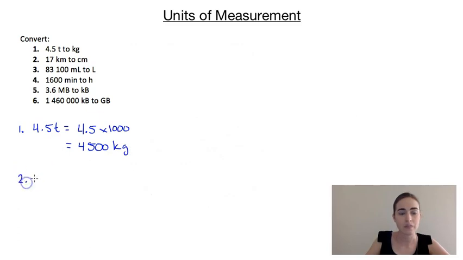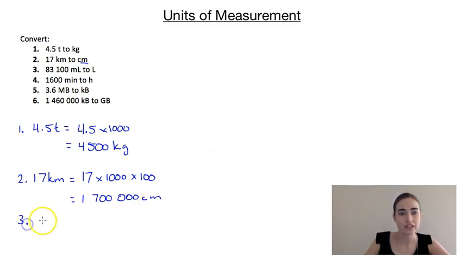For question 2, we've got 17 kilometers, and we're asked to convert that into centimeters. So between kilometres and centimetres is metres. So we're going to have to convert from kilometres to metres and then metres to centimetres. So to convert 17 kilometres into metres, we would multiply by 1,000 because there are 1,000 metres in a kilometre. So this is going to tell us how many metres it is, but then we want to keep going into centimetres. So we're going to multiply it by 100 because there are 100 centimetres in a metre. So that's going to end up giving us 1,700,000 centimetres.